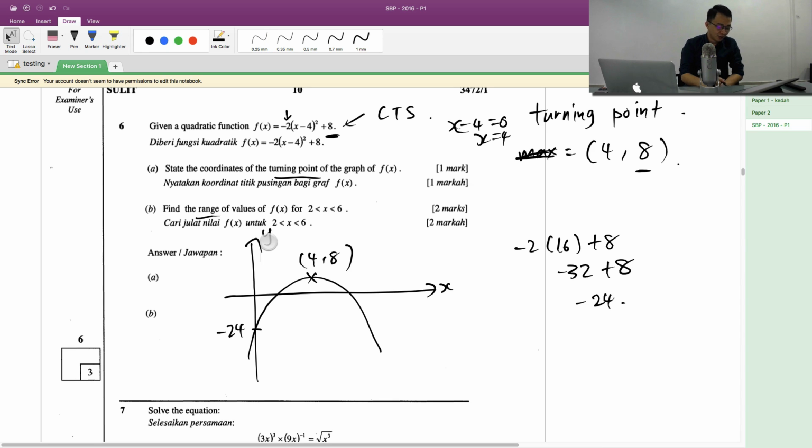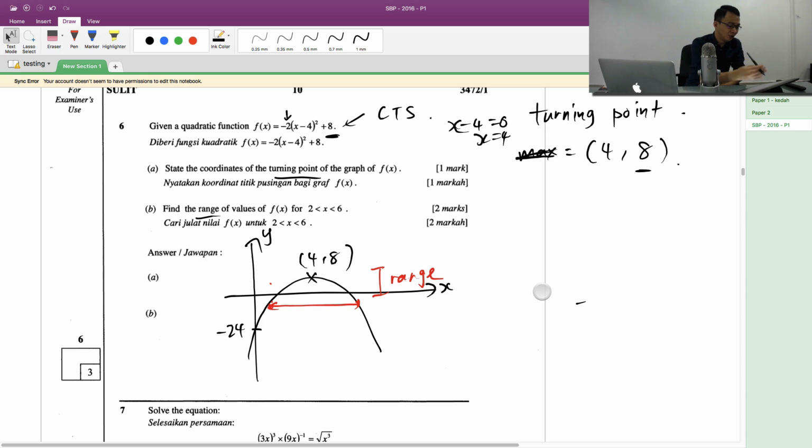This is the x-axis, this is the y-axis. What the question wants is when x is from 2 to 6. So 2 to 6, I assume, is from somewhere here to somewhere here. This is the domain. The range is actually the y-axis values. It's very easy. Let me teach you how to do this one.